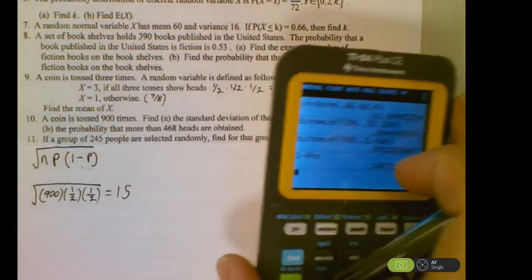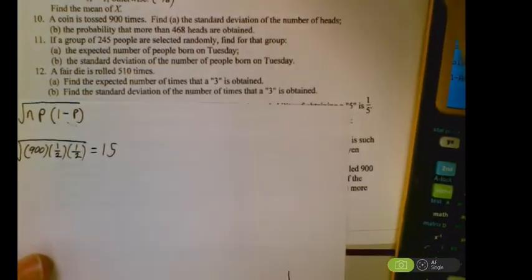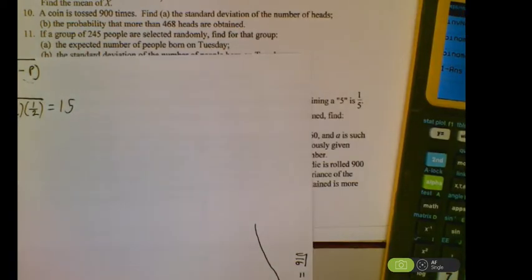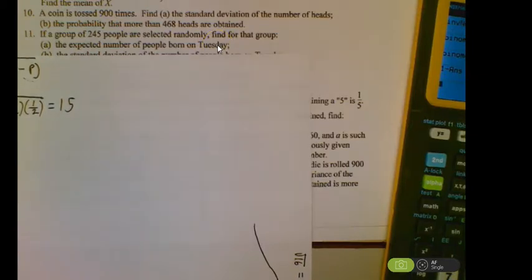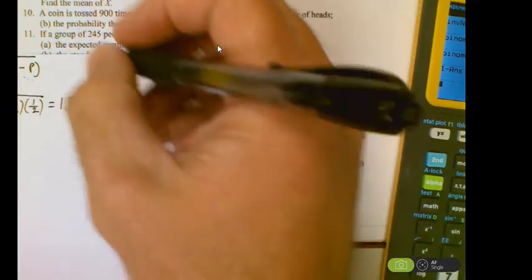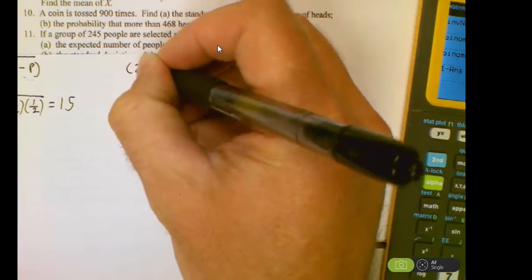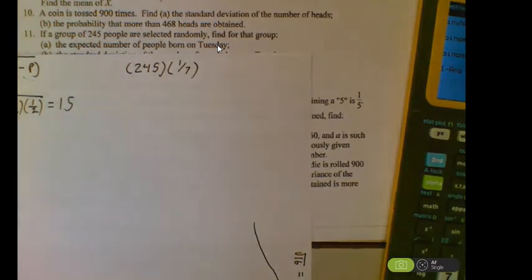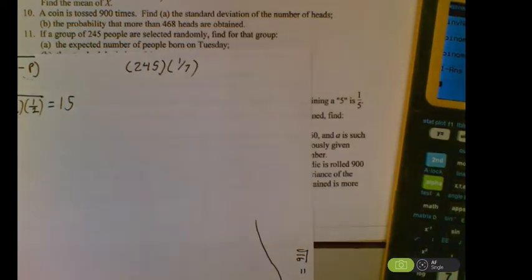All right. Number 11, so we got a group of 245 people, asked randomly, so find the expected number of people born on Tuesday. So obviously there's 7 days in the week, so we're looking at a 1 out of 7 probability for this. So again, find the expected number. That was the formula we just looked at in the last problem, which is your number of trials times the probability of success. So 1/7 that they were born on Tuesday, so just do 245 divided by 7, and that should get you that answer for the first part.